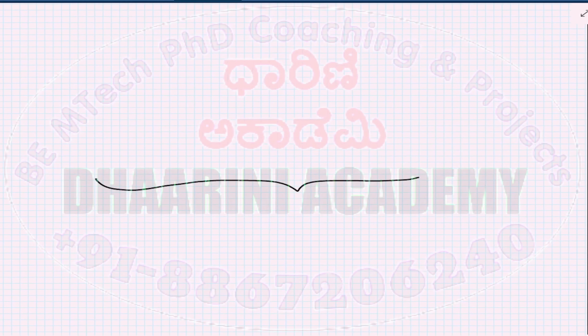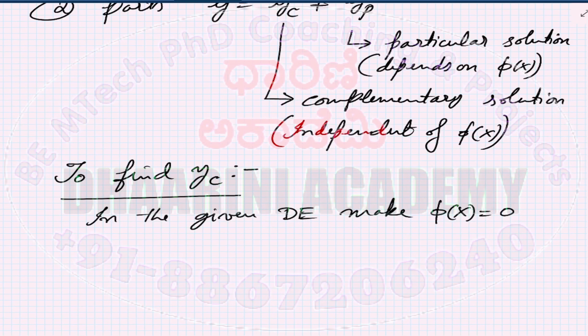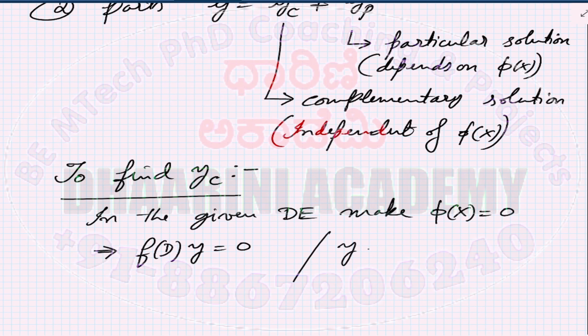All right, let's do that now. So we said, please make phi of x equal to 0. This implies, I'm continuing from where we stopped earlier, I get f of D into y is equal to 0. So in this case, I know that my y cannot be equal to 0. I cannot say y is equal to 0, right?